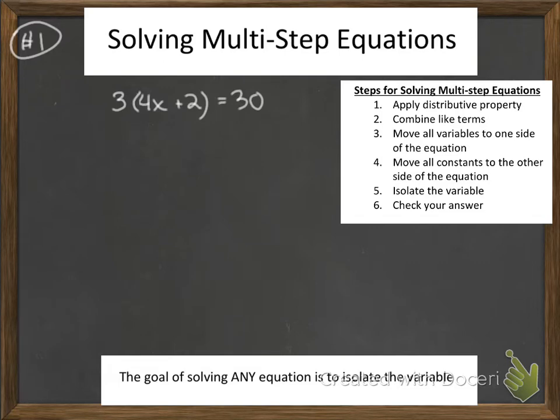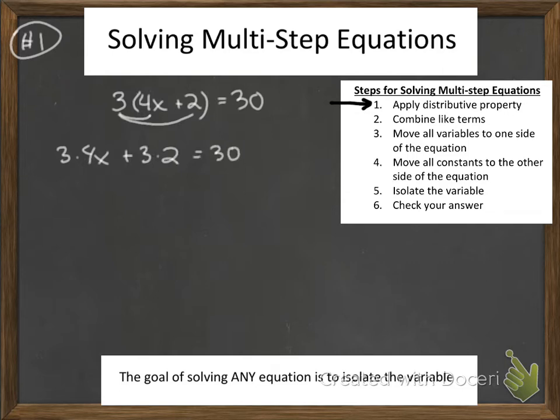So according to our process, the first thing we need to do is to apply the distributive property. And remember, this is only appropriate if we have some parentheses. And in fact, we do. We can distribute this 3 to the 4x and to the 2. So we have 3 times 4x, and if you want, you can write it out: 3 times 4x plus 3 times 2 equals 30.